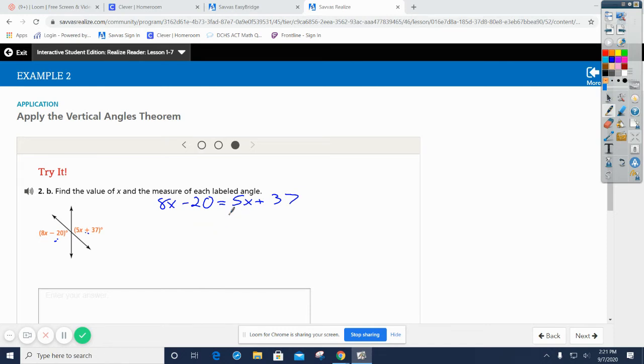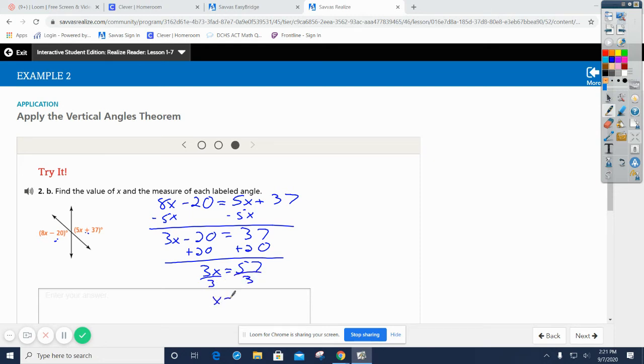I get the x on the same side, so go minus 5x. That's going to give me 3x minus 20 equals 37. And then get the 20 over here by adding it. So it's going to give you 3x equals 57. And divide by 3. And you're going to get x equals 19.